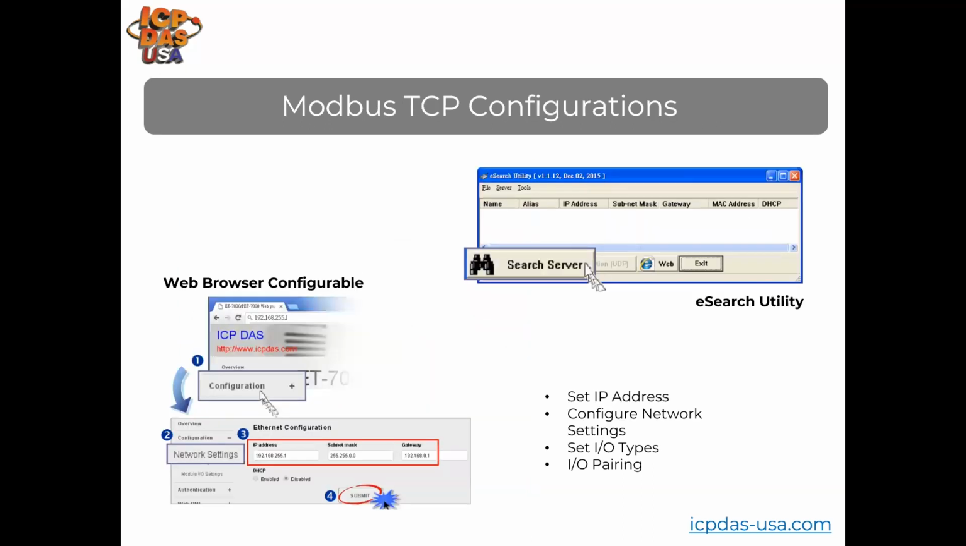You can set the IP address of our Modbus TCP-based data acquisition modules with eSearch Utility, and you can configure their IP address, network settings, and I/O types with the standard web browser. You can also set up I/O pairing if you want the inputs on one of our Modbus TCP-based data acquisition modules, like our ET7000 series, to trigger the outputs on another module.